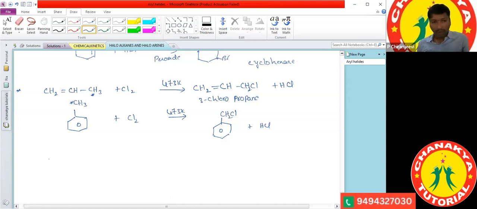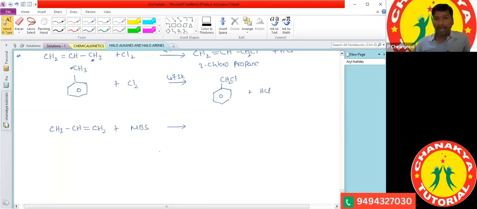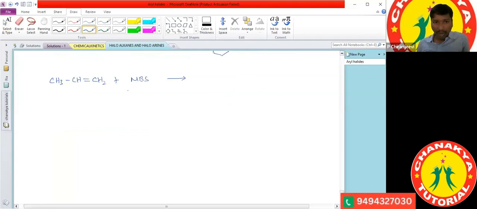Same reaction, only if you treat it with NBS, for example, CH3-CH=CH2 plus NBS. What is meant by the NBS? Do you have any idea about the structure of the NBS? No, sir. N-bromosuccinimide. So what is the structure here? N-bromosuccinimide means CH=CH, C=O, C=O.